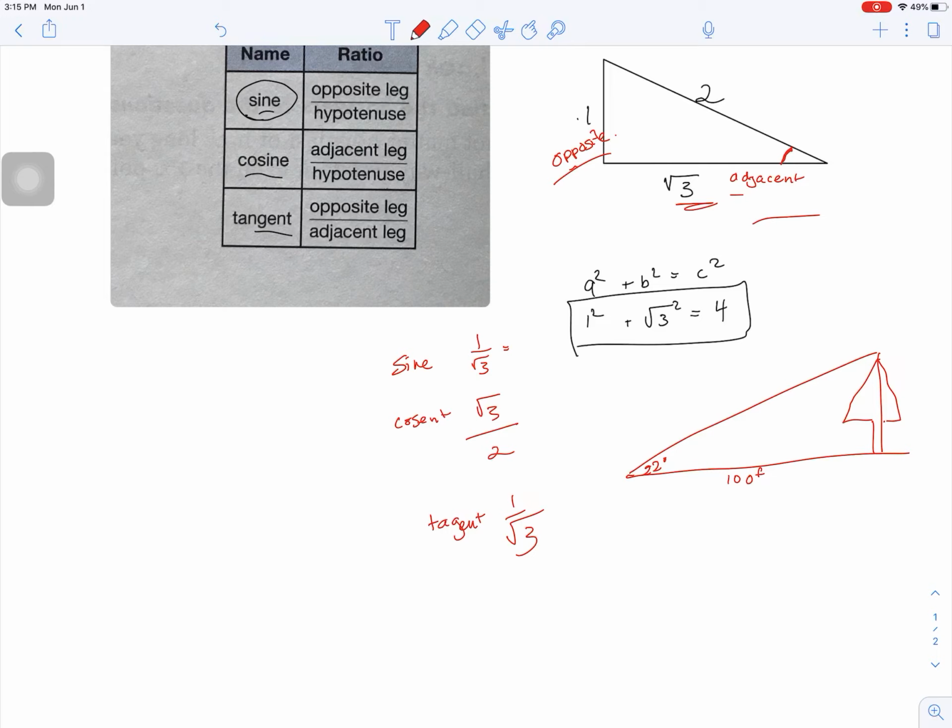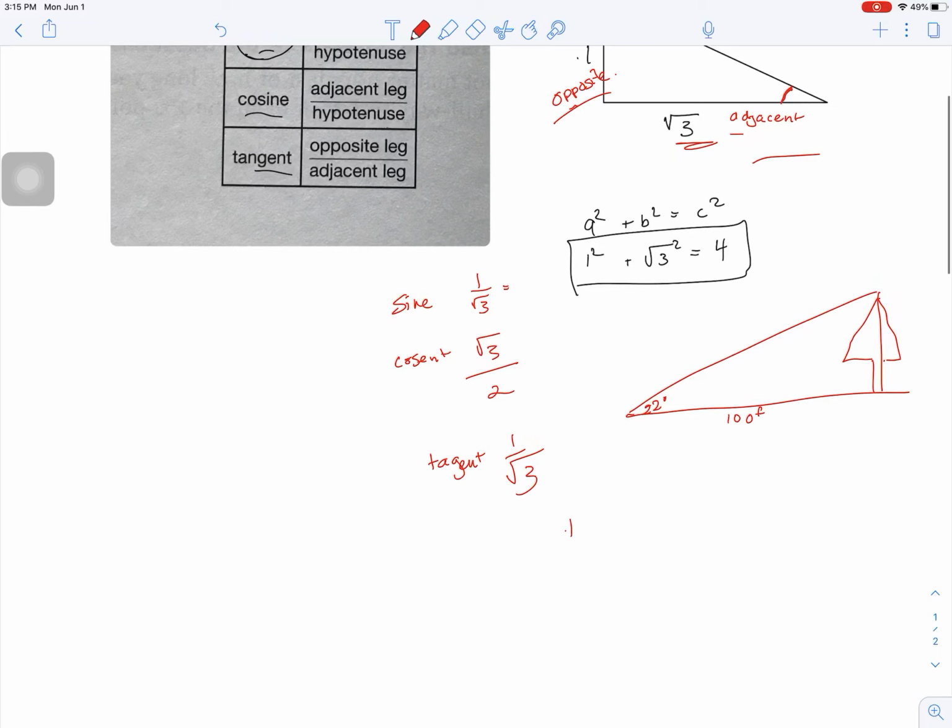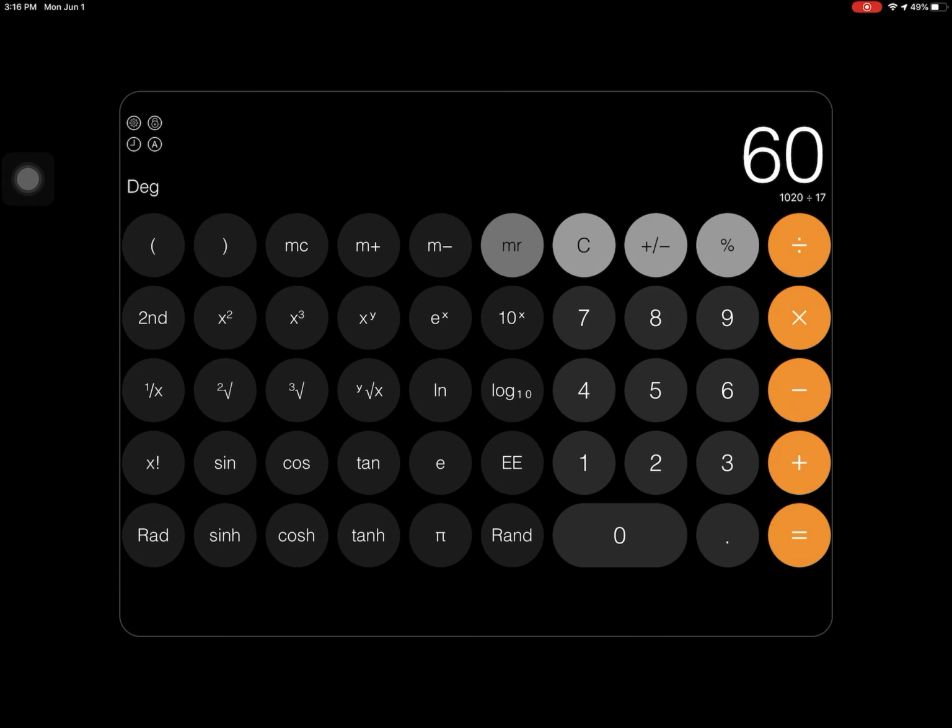So if we look at that, we don't know what the opposite leg is, right? So we're looking at a tangent, and I'll show you why. Because we have our adjacent leg, we know is 100 feet. But we don't know what our tree height is, right? But we know if we put that together, we can punch in our calculator tangent of 22, and that'll give us a number over 1. So that's pretty easy.